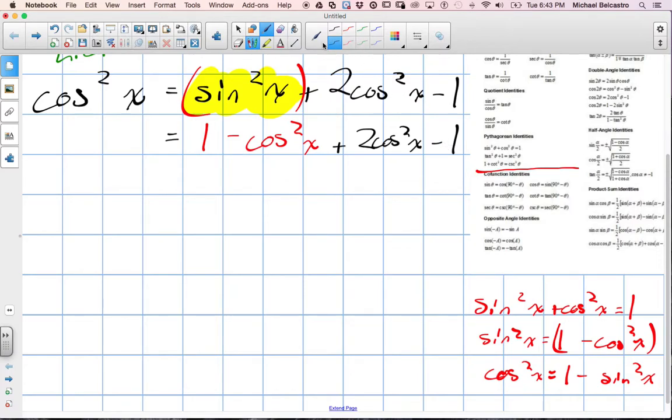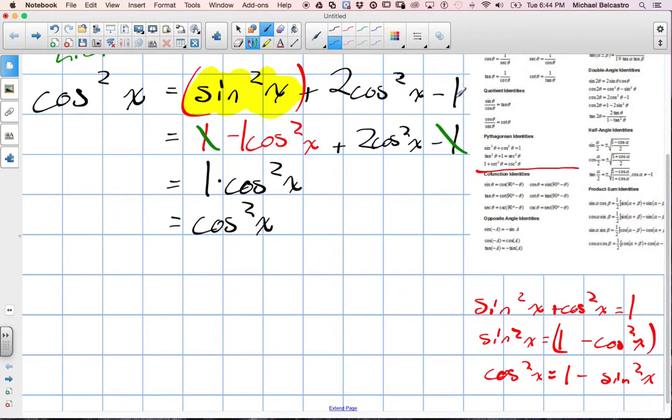So I can start collecting my like terms. I have 1 and negative 1. Together they create a 0, so they disappear. Then I have negative 1 cos squared x, thinking of it as if there's a coefficient there, plus 2 cos squared x. Negative 1 and 2 is just 1, so 1 cos squared x, and I don't really need to include that 1, so I have cos squared x, which is exactly what my left side is. This is a short way to do it, and there are many other ways.